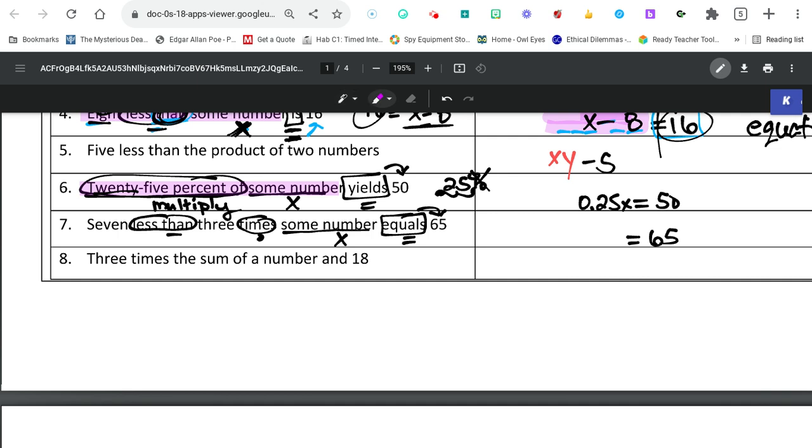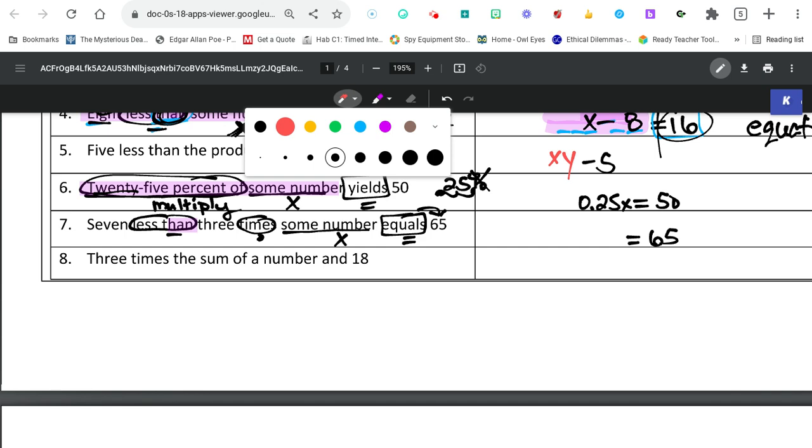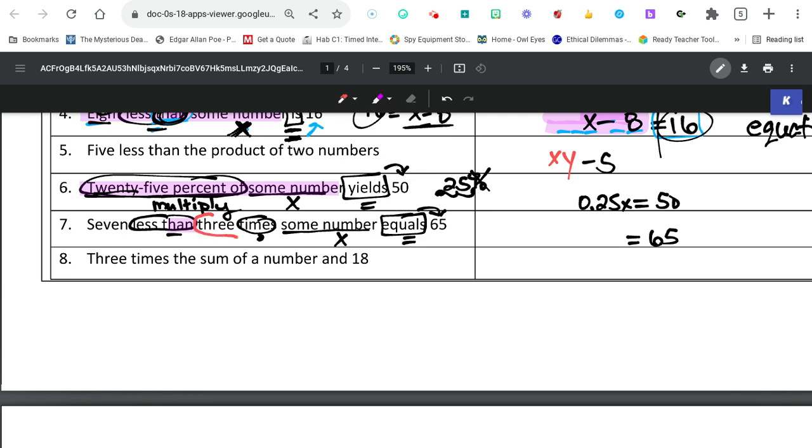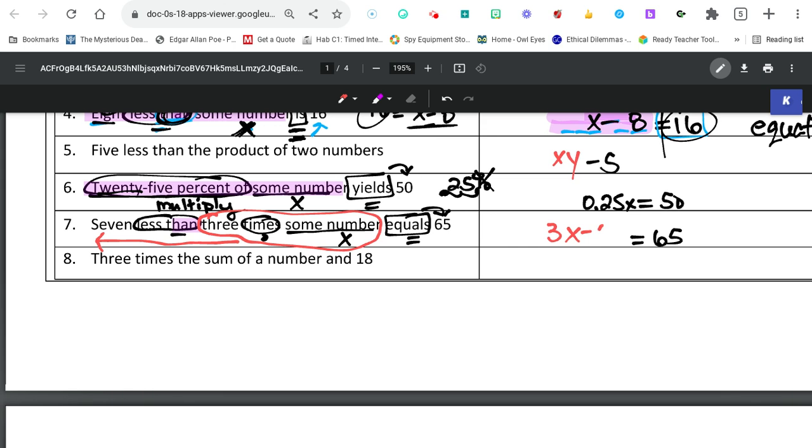There is a turnaround phrase in it. "Than" is a turnaround phrase. So on the right side of "than," I have the expression 3 times some number. Well, that's going to be 3 times x. 3 times x. And then you just go backwards. Minus 7. So normally our eyes tell us to write 7 minus 3 times x, but it's got "than" in it. So we're going to write 3 times x minus 7.